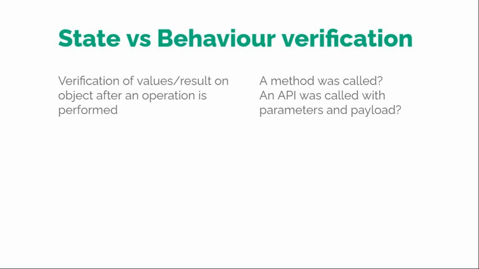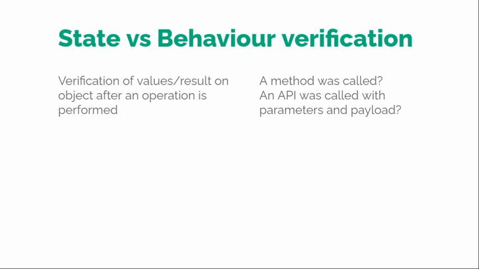An object is in a certain state before the action is performed. We then compare it with its state after the operation is performed. It may have made changes to its state, its values. So that's called state verification.